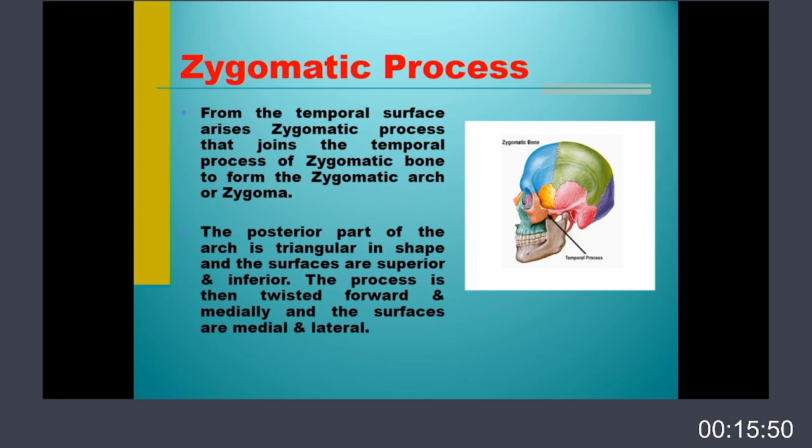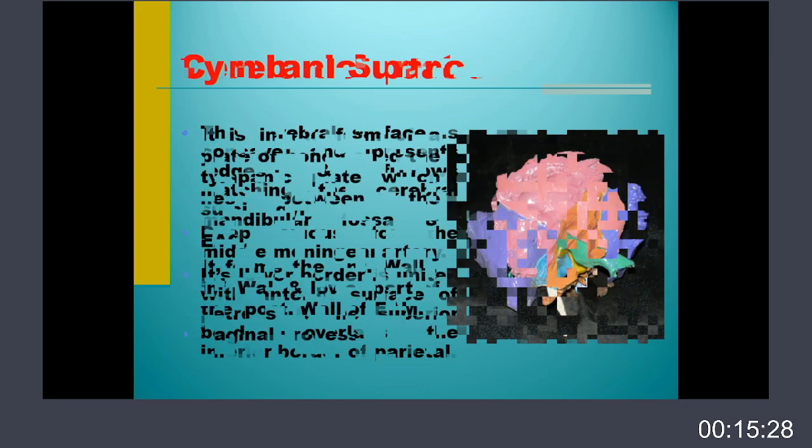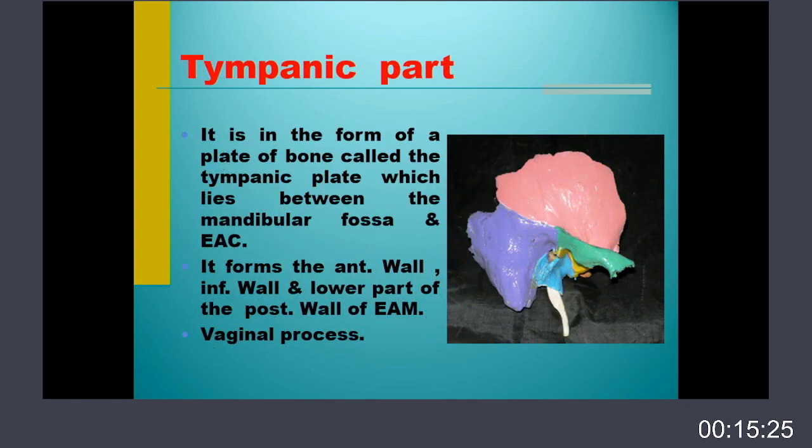The zygomatic process is formed by two bones, the zygomatic arch. This is the zygomatic process of the temporal bone and the temporal process of the zygomatic bone, they form the zygomatic arch. The tympanic part, when we see, is in the form of a plate which lies between the mandibular fossa and the external auditory canal. It forms the anterior wall, inferior wall, and lower part of the posterior canal wall.